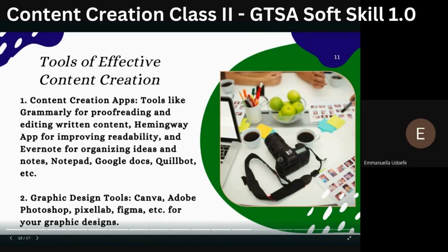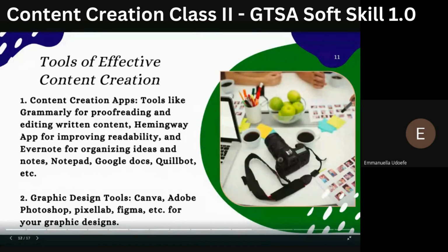All right, thank you. Let's wrap up quickly with this last topic: tools for effective content creation. The first one is content creation apps. Now, I'm going to be sharing, first of all, the basic ones. It means that everybody in this class can use any or all of this first set that I'm going to be sharing to enhance our content creation game.